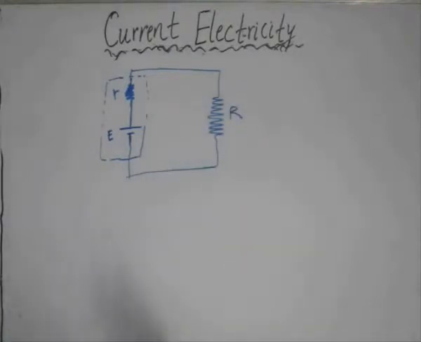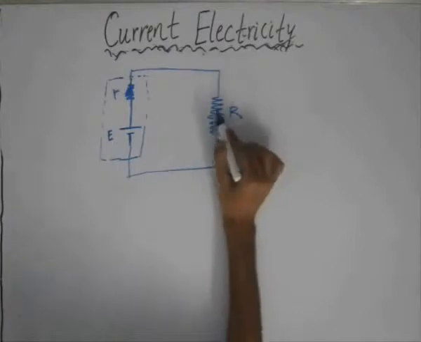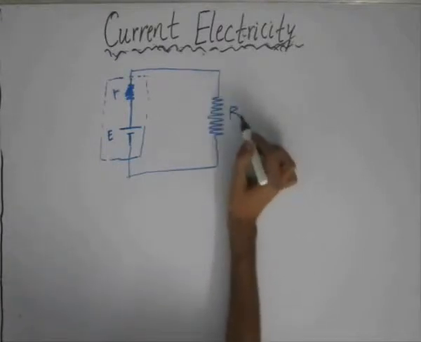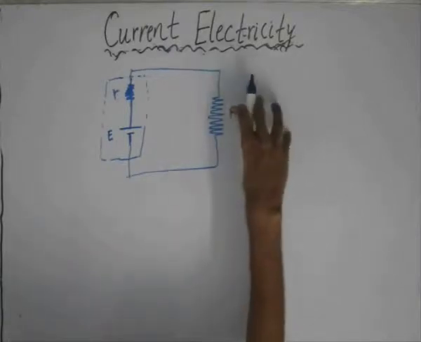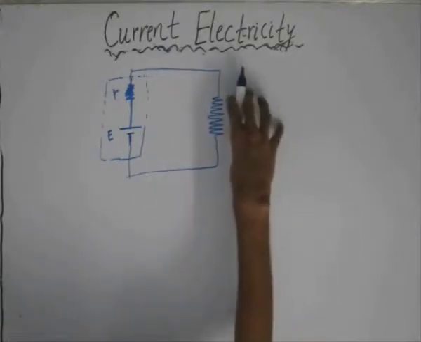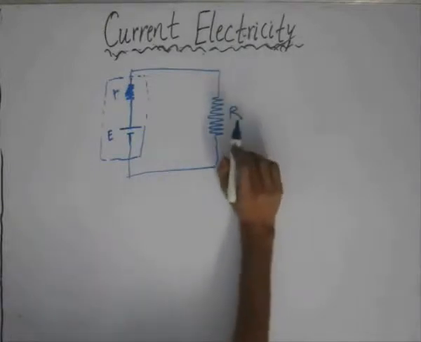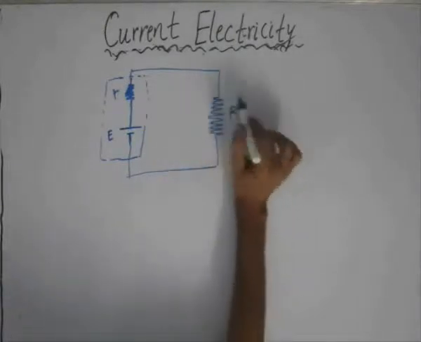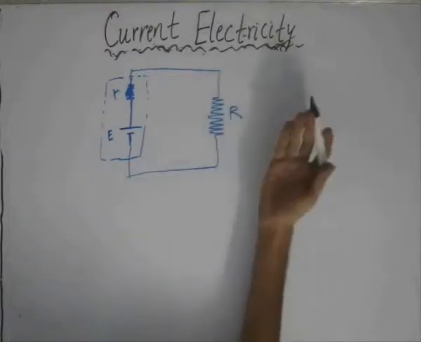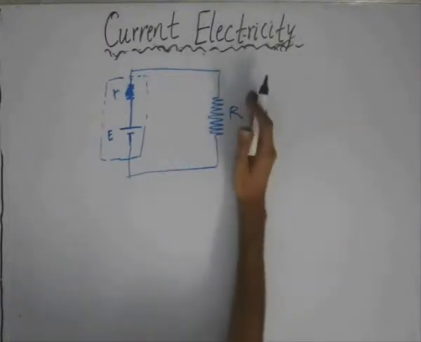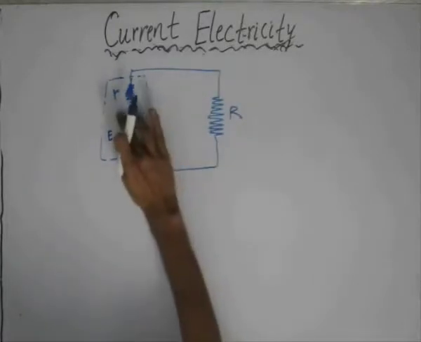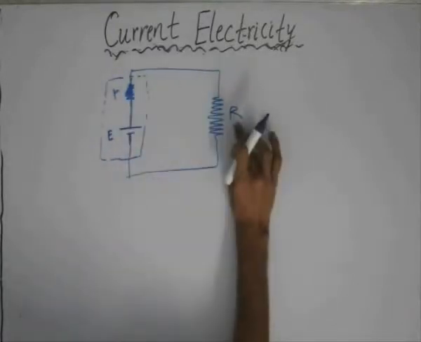Now what we need is to find the maximum power that can be delivered to this load R. This load can be anything. It can be an electrical heater, an electrical iron, or any lamp or bulb. So we need to determine the maximum power that can be delivered to this R. What we need is the relationship between the internal resistance r and the value of the resistance capital R.